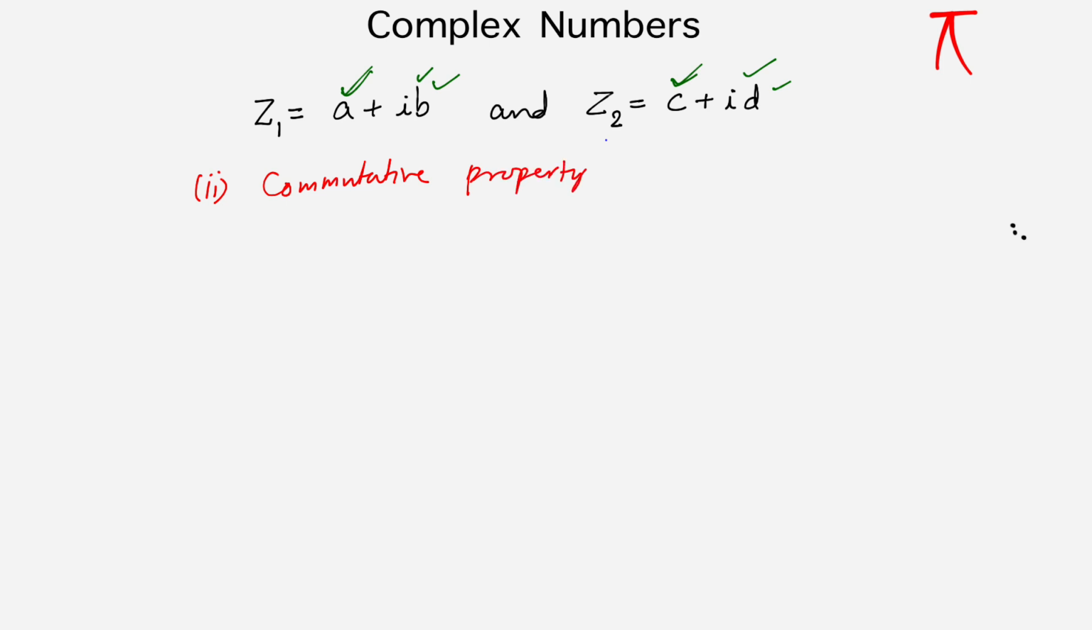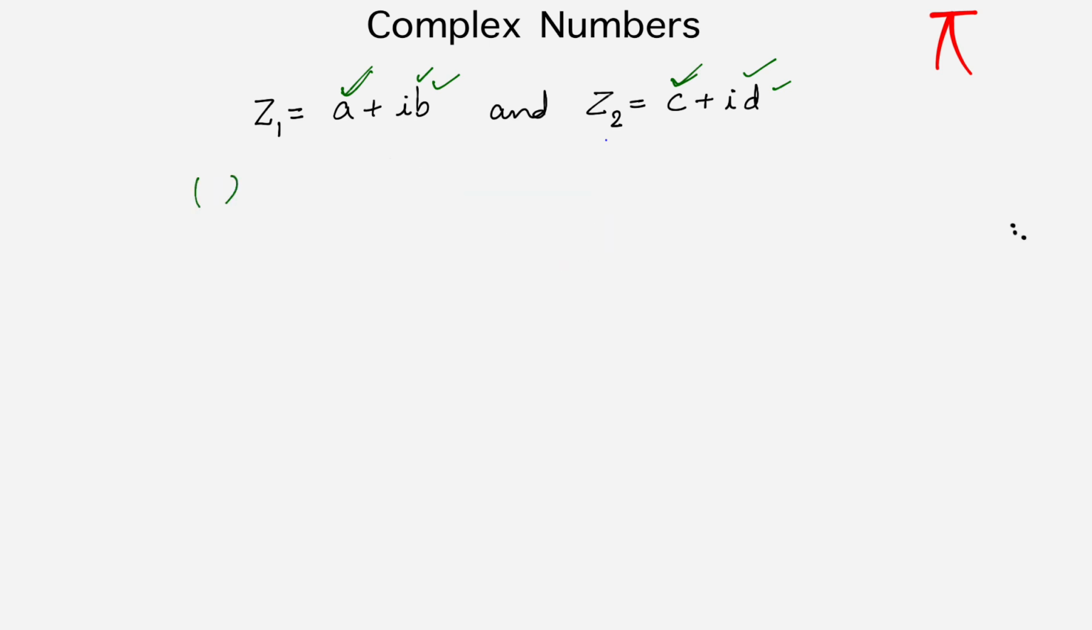The second property is the commutative property, or commutative law. It says that if we add two complex numbers Z1 plus Z2, the order of addition is of no importance. That is simply the order of addition won't change the result. So either we can write Z1 plus Z2 or we can write Z2 plus Z1, and these are equal. They both are the same complex numbers.